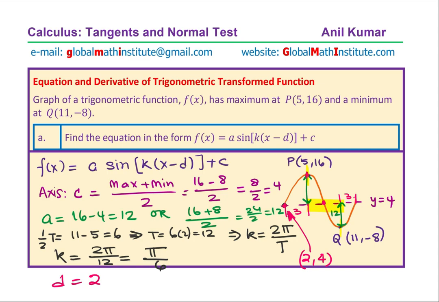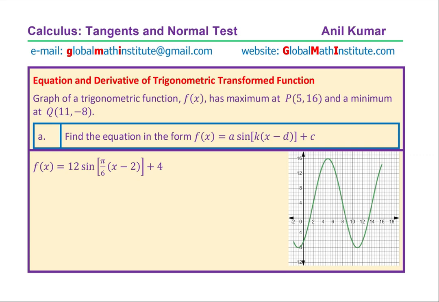And therefore, what we get here is the function f of x. I'll write this down as amplitude of 12 sine, the k value being 2 pi by 6, right? And x minus d of 2, plus c, which is 4. So that becomes the equation of the trigonometric function. Is that clear to you? Correct? Perfect. Let's move on and now find the derivative of this function.